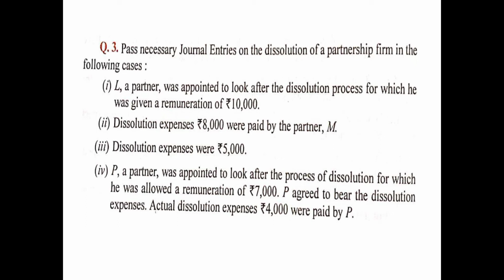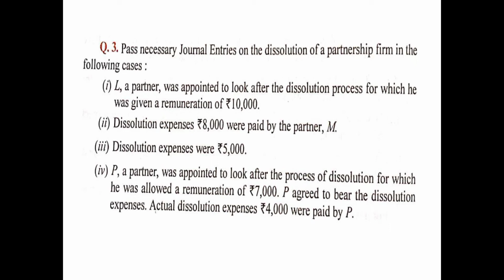The second case is dissolution expenses 8,000 were paid by the partner M. Since it is not mentioned whether it is borne by M or not, we will assume that it is paid by M on behalf of the firm. So entry here will be realization account debited 8,000 to M's capital account 8,000.